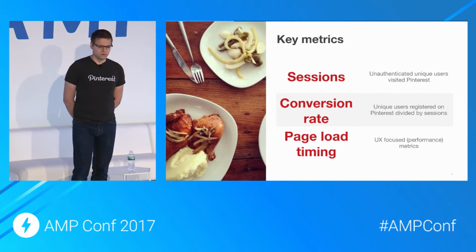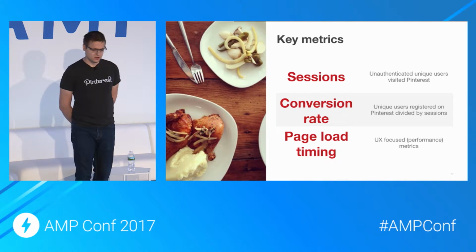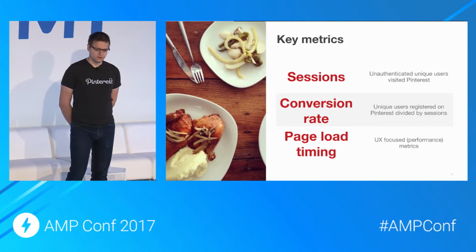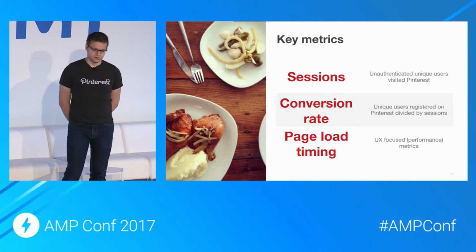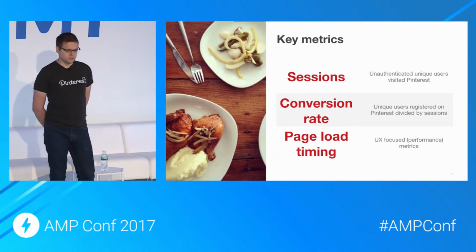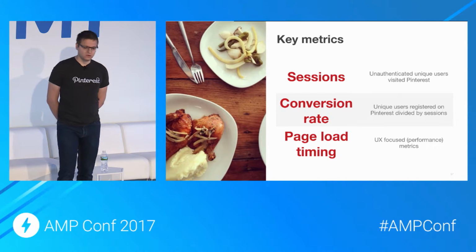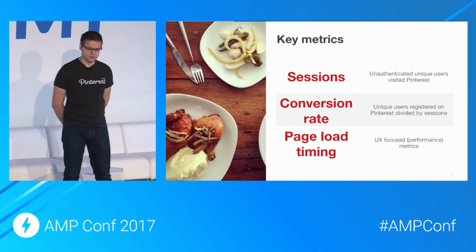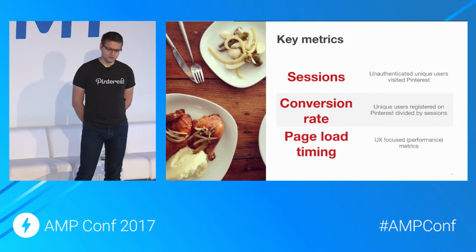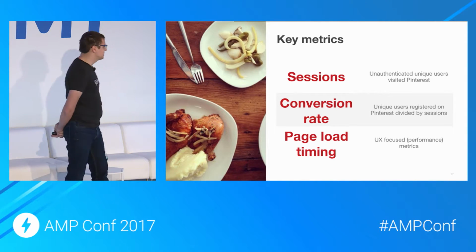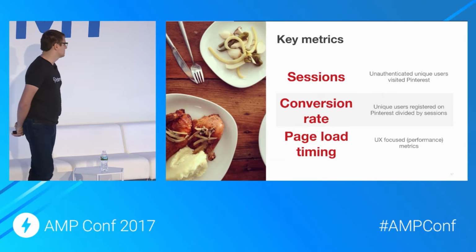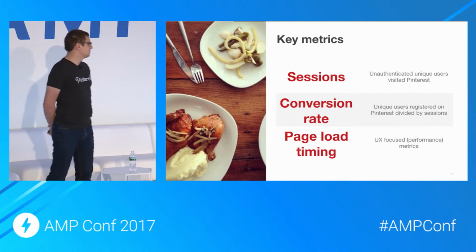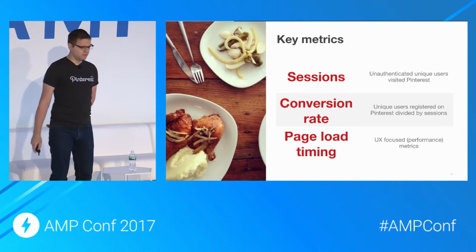For our team, we have 3 key metrics. The first one is sessions. It is the amount of unauthenticated unique users who visited Pinterest. The second one is conversion rate. It's the amount of unique users registered on Pinterest divided by sessions. And the last one is page load timing. We measure how long it takes for the user-visible part of a page to load.